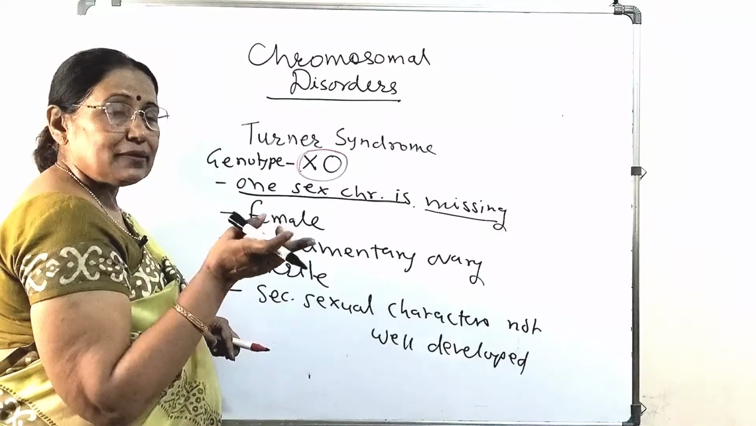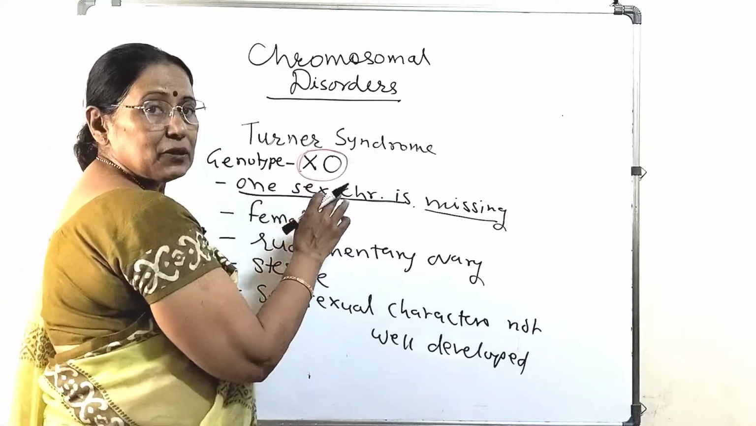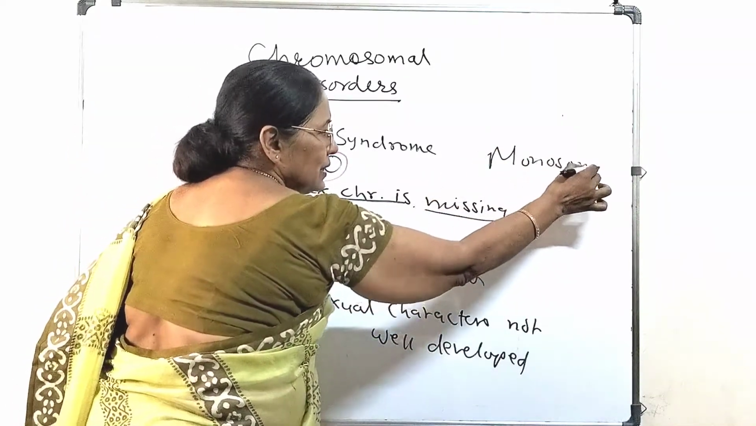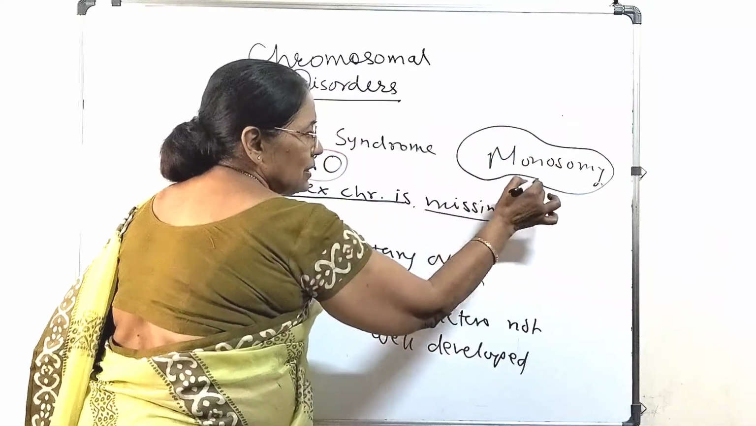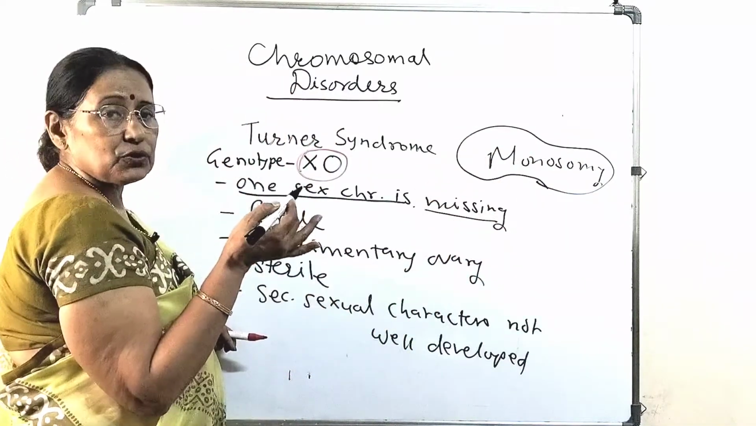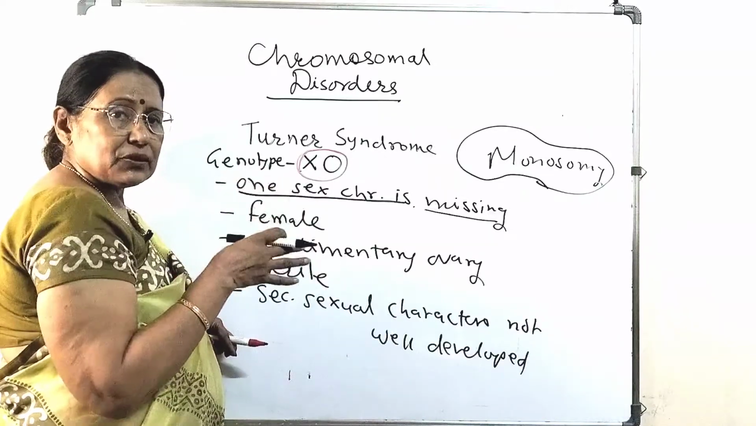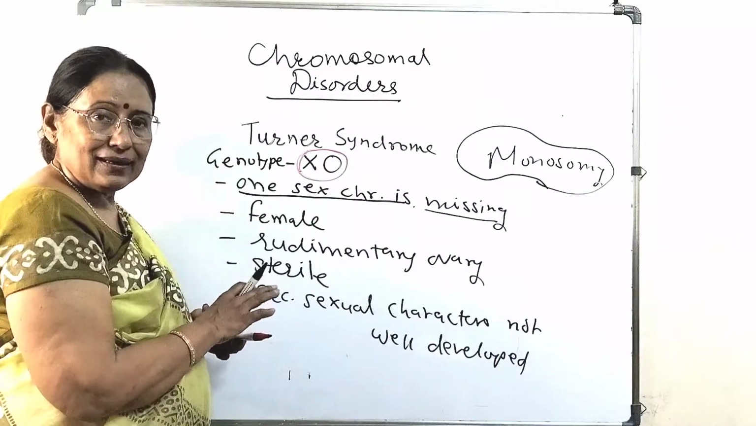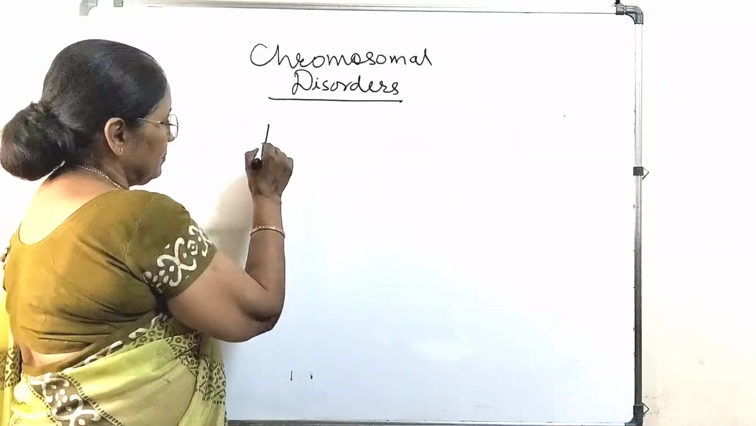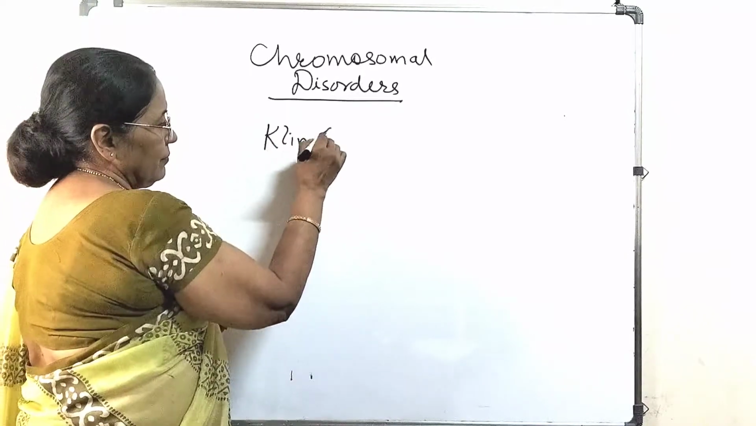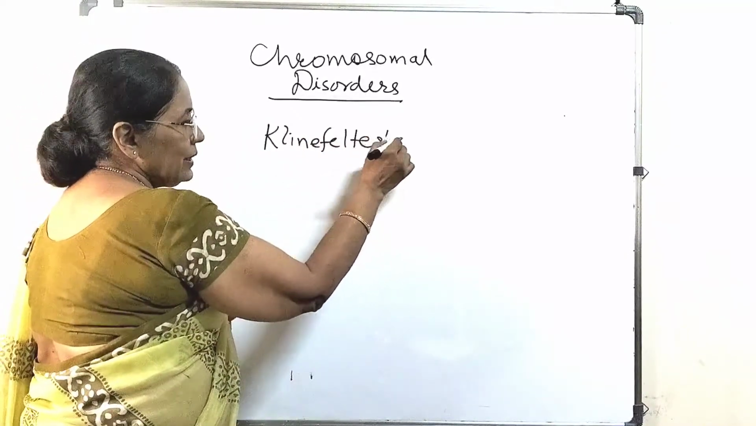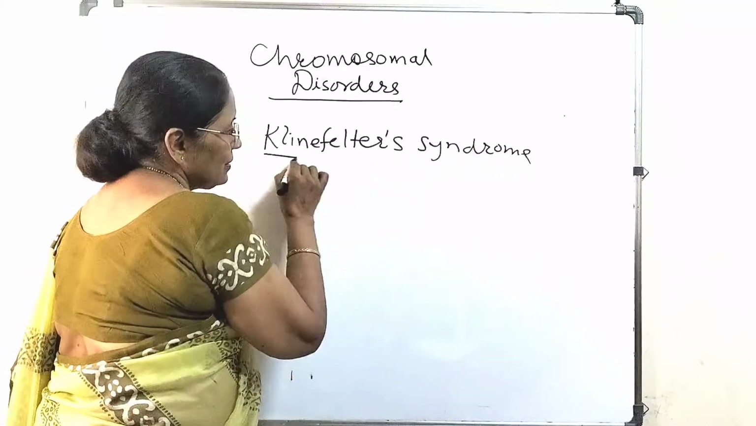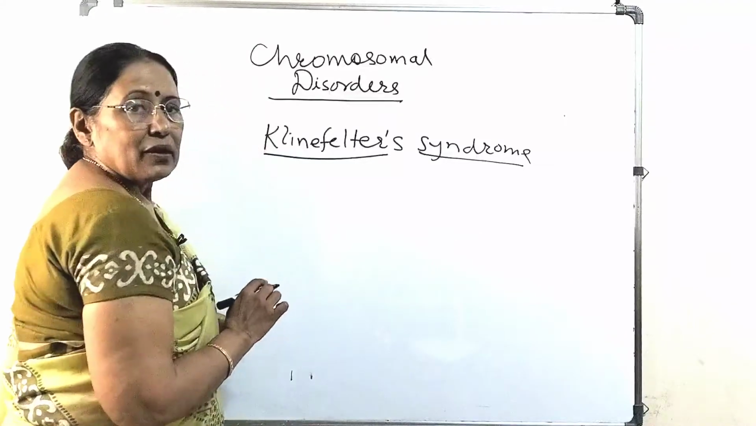डाउन सिंड्रोम में आपने ट्राइजोमी पढ़ा था. दिस इज मोनोजोमी. यहाँ एक हो गया है. इस तरह से कौन सा मोनोजोमी? एनी ऑटोजोमल ट्राइजोमी यू हैव स्टडीड, एनी सेक्स क्रोमोजोम मोनोजोमी यू हैव स्टडीड. इस तरह से क्वेश्चन पूछने से आपको क्लिक करना चाहिए. Now the last one, that is Klinefelter's syndrome. What is this?